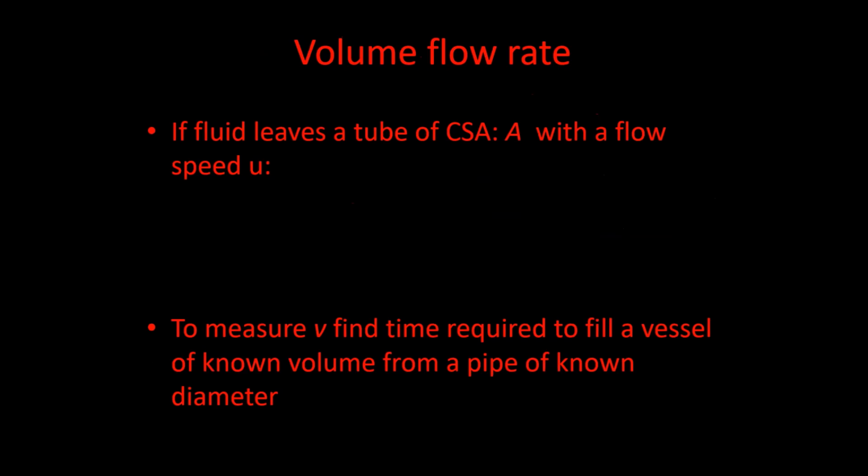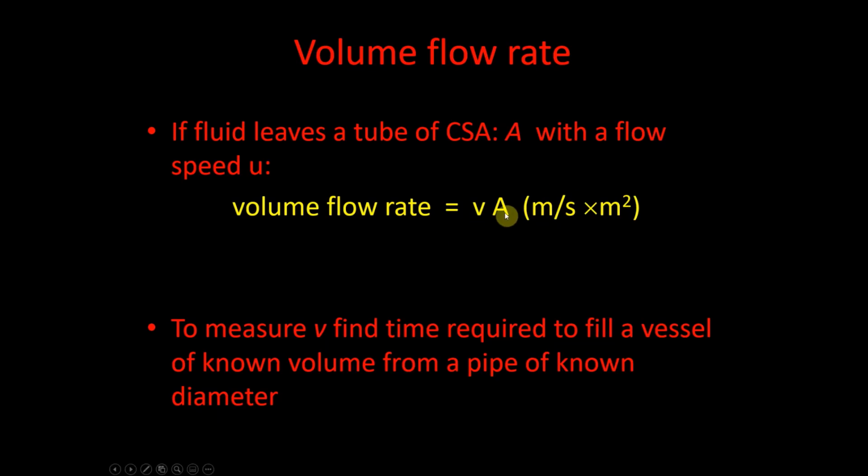So when we talk about a volume flow rate, we could have a tube, a pipe, a hose, something like that, of some cross-sectional area that's referred to as A. And we'll have a flow speed which tends to be given as V or U. It's interchangeable. So the volume flow rate will be some velocity times the area. V sometimes, as I said, can be expressed as U because sometimes V gets confused with volume. So be careful with your V's.